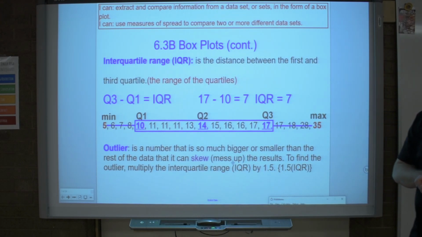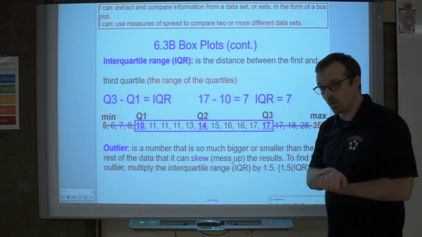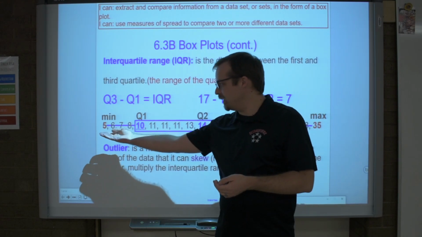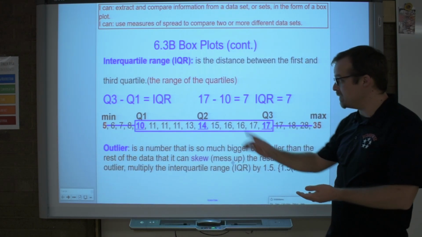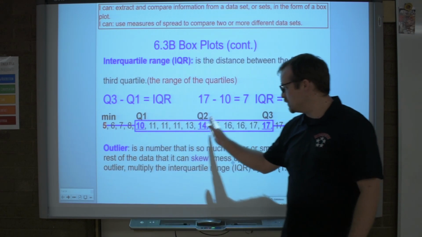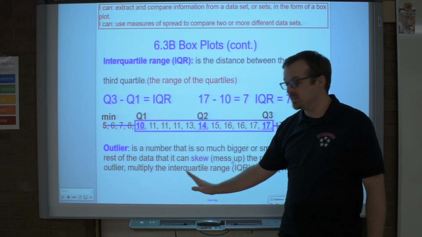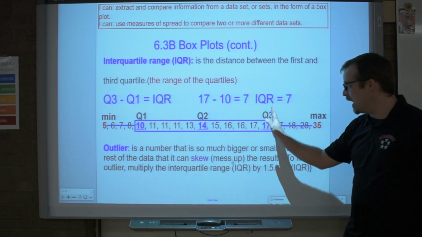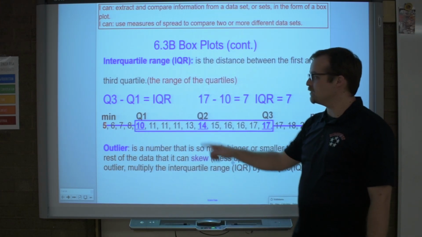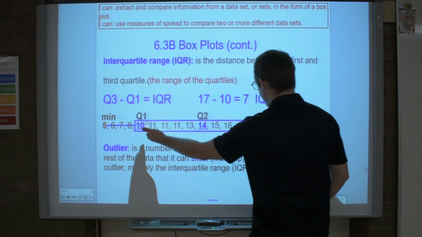Interquartile range is just the distance between the first and the third quartile. Now we have this data already lined up here for you. It's in order. We found the minimum, the maximum, Q1, Q2, and Q3. This is the median. This is the median of the lower half. This is the median of the upper half. The interquartile range is just the distance from Q1 to Q3.